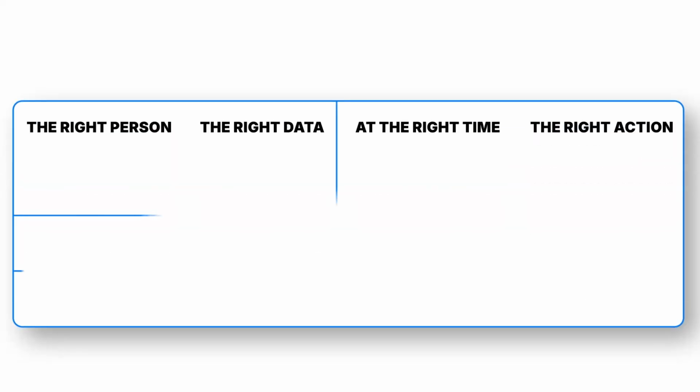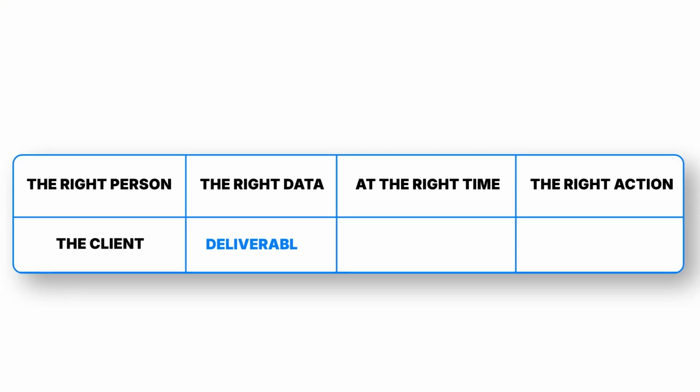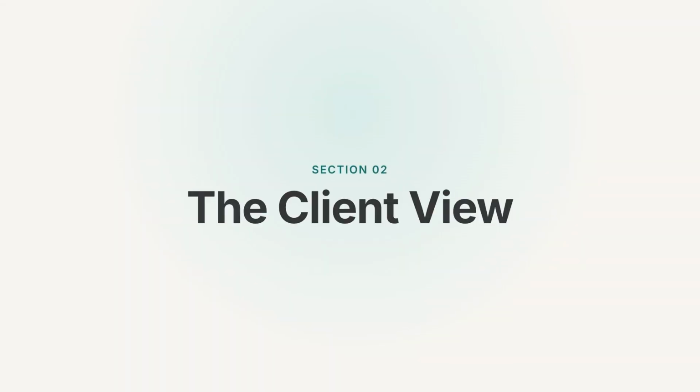Let's walk through an example of a client, a contractor, and an admin or a team member. So put yourself in the shoes of a client. What do you need to see? What is the right data? Well, it's going to be deliverables. And those deliverables need to be shown at the right time, which would be whenever feedback is required, whenever the work is done by the team and it's ready for the client to view. And what is the next right action? Well, to provide feedback. So let's see what that looks like.